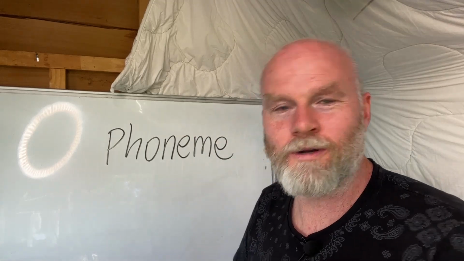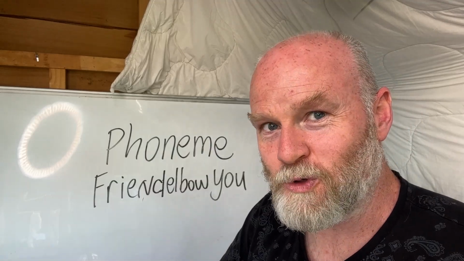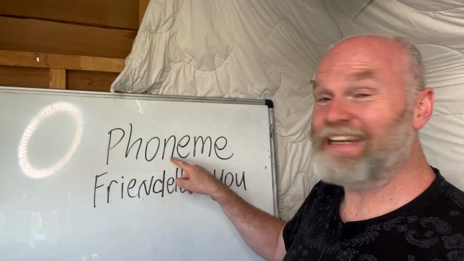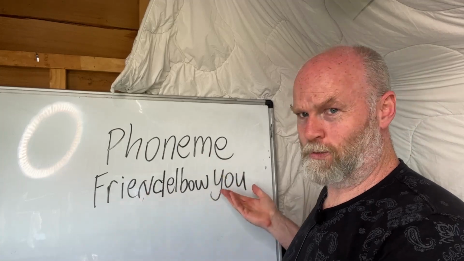Phoneme. We all know what a phoneme is, but what's the opposite of a phoneme? It is, of course, friend elbow you. The opposite of foe is a friend. The opposite of a knee is elbow. And the opposite of me is you. Friend elbow me, you. And us.